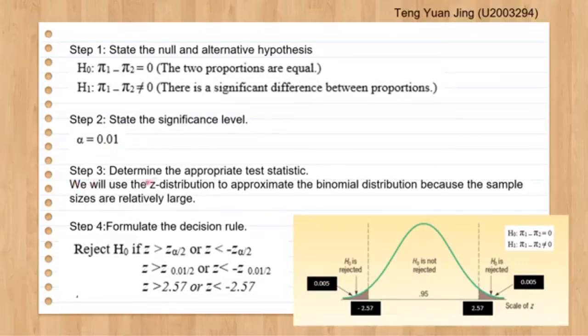Step 3, determine the appropriate test statistic. We will use the Z distribution to approximate the binomial distribution because the sample sizes are relatively large. Then step 4, formulate the decision rule. Here we have to find the critical value, which is 2.57 and negative 2.57, and we will reject the null hypothesis if Z is larger than 2.57 or smaller than negative 2.57.